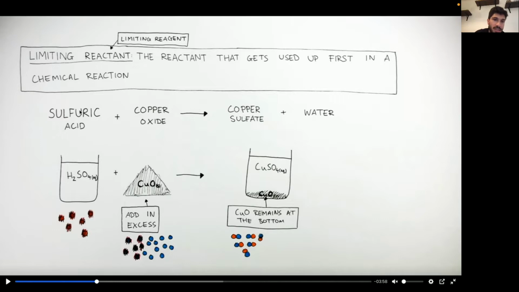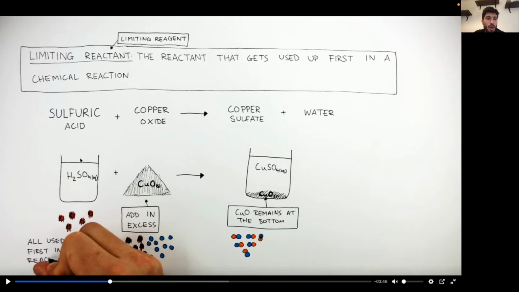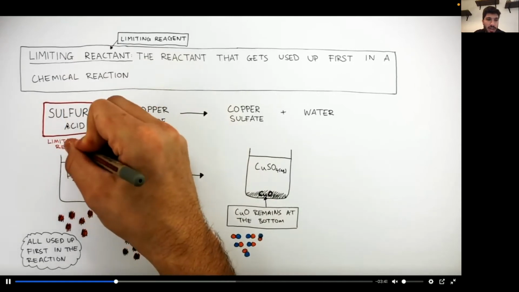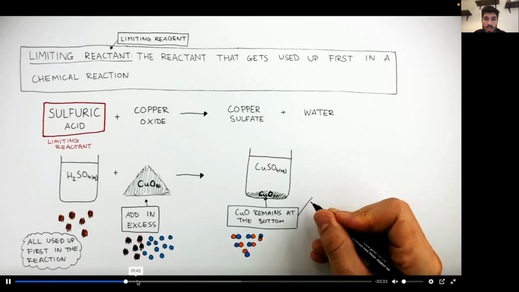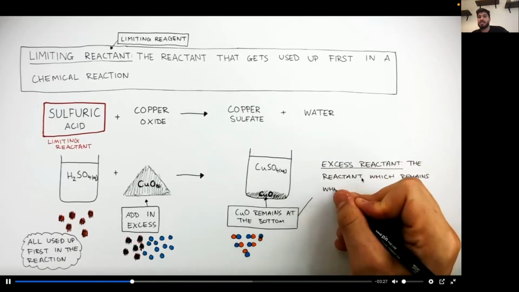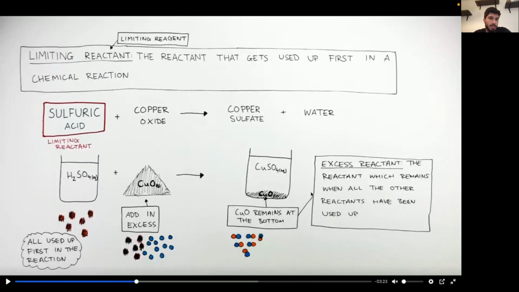And because sulfuric acid has run out first, and we have copper oxide left over in excess, the sulfuric acid is the limiting reactant and the copper oxide is in excess. So because the sulfuric acid is used first in the reaction, it is the limiting reactant. It is just the reactant that gets used up first. And then copper oxide is added in excess and remains at the bottom. And this is the reactant which remains when all the other reactants have been used up. This is quite a simple concept to understand.